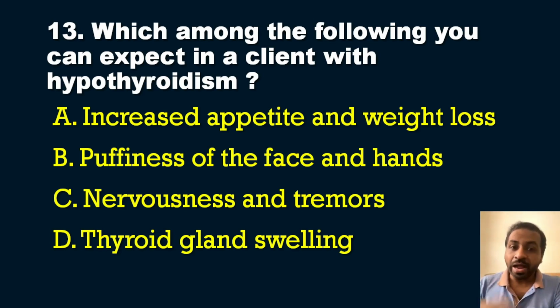Regarding hypothyroidism and TSH values, we have already explained in our old videos. Whoever didn't watch those videos, you can go through them and you will get an idea about TSH levels and hyper and hypothyroidism. So what is the answer for the present question? Option number B, puffiness of the face and hands, is the answer for the question.